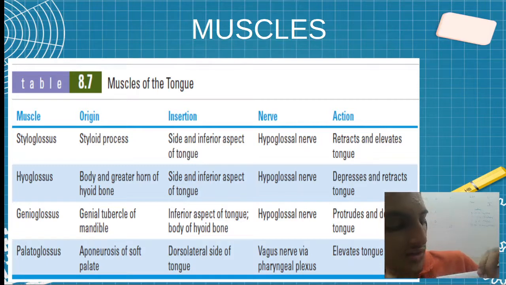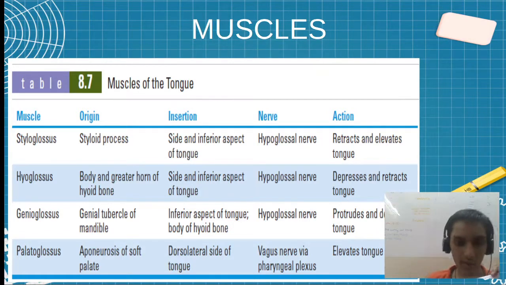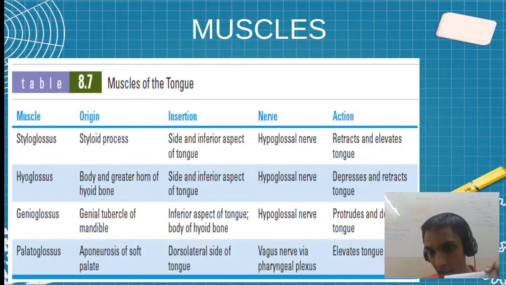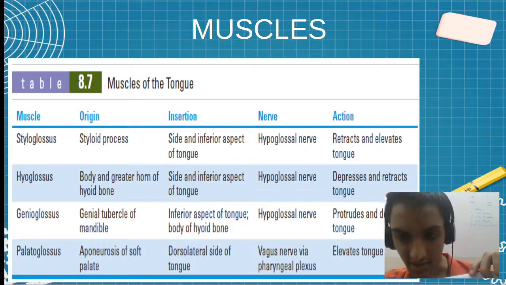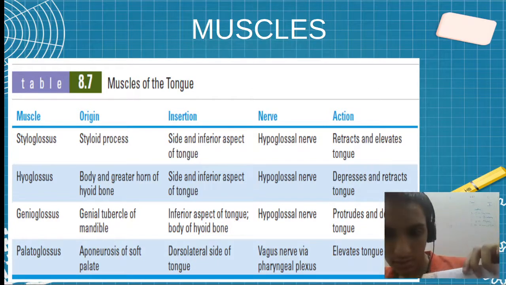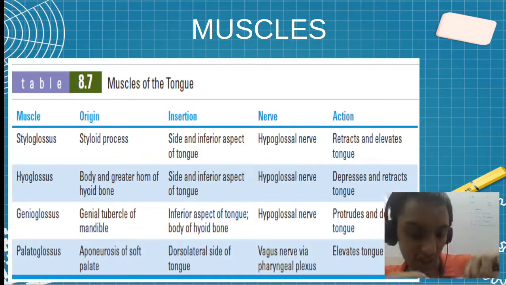Okay. So styloglossus. Easy way, remember 9 o'clock. Remember 9 o'clock symbol. How does 9 o'clock look? Small hand is at 9, long hand is at 12. So easy way, 9 o'clock. That is retrusion and elevation. Sorry, retrusion and elevation.